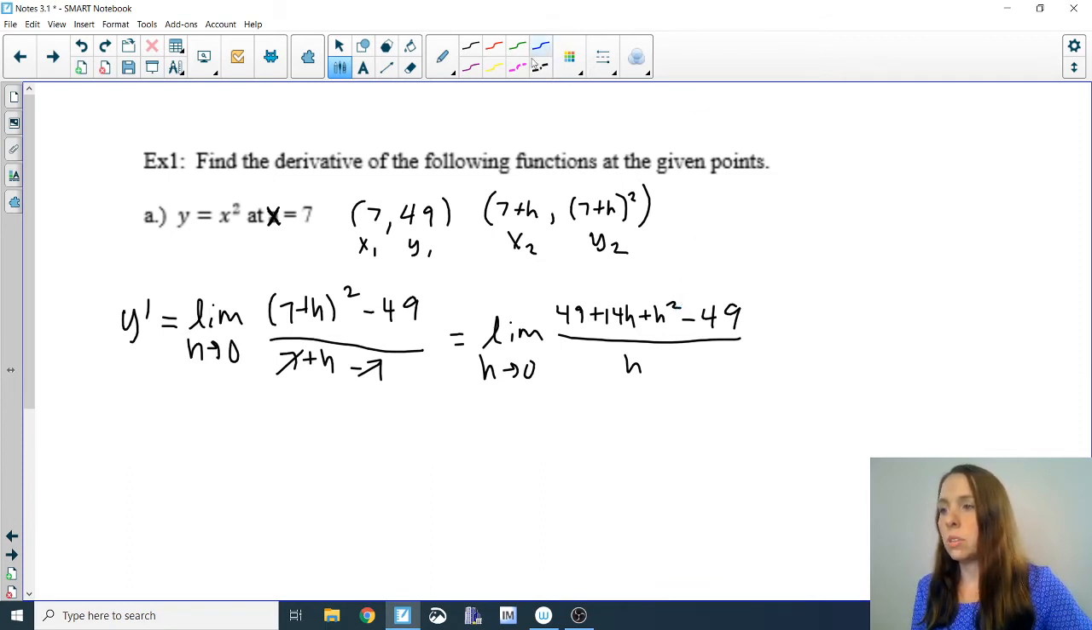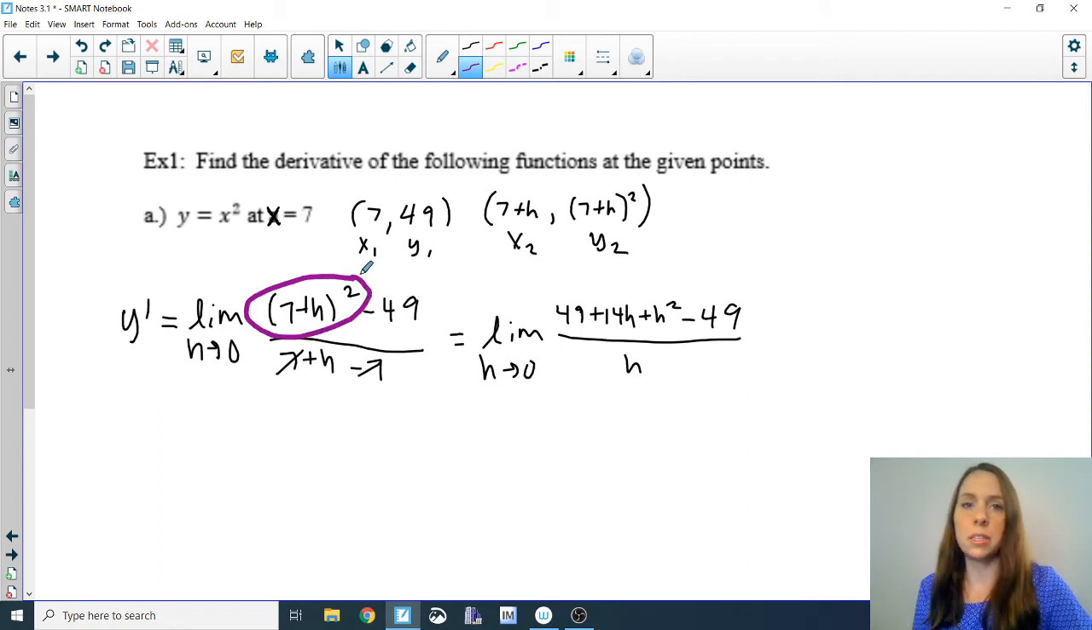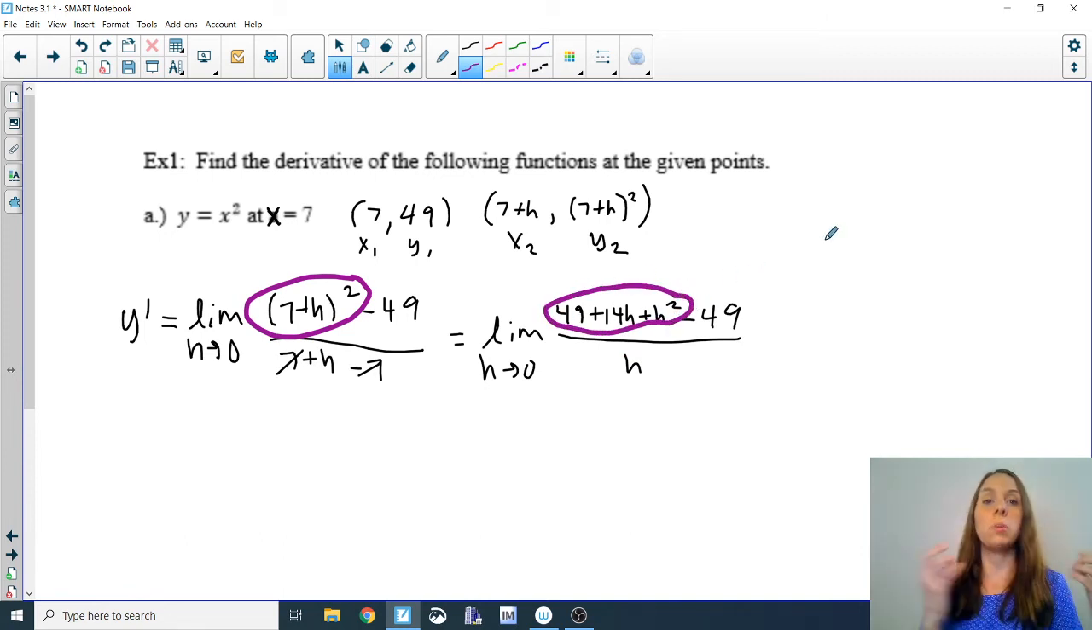So just so that we're clear, this is not 7 squared plus h squared. It's not 49 plus h squared. It becomes that because you have to take the binomial times itself.